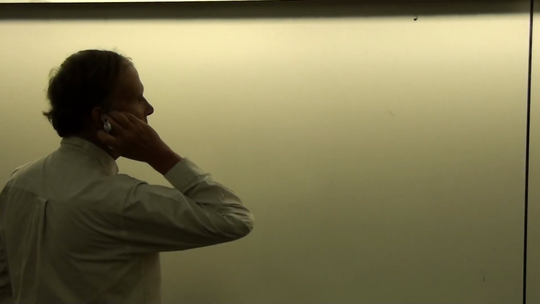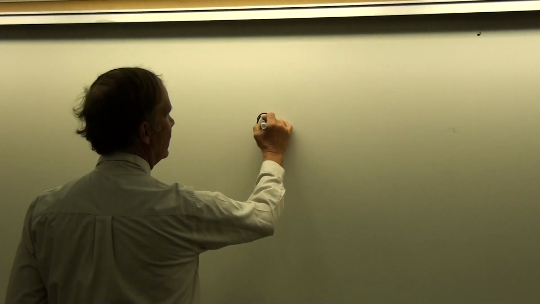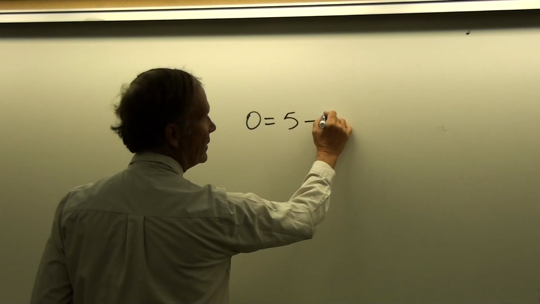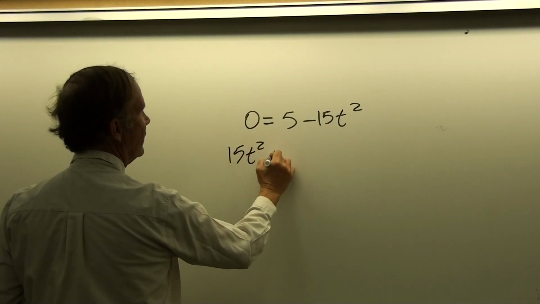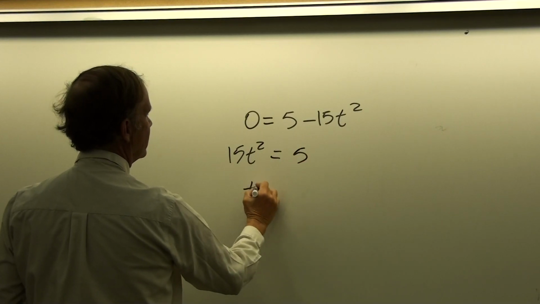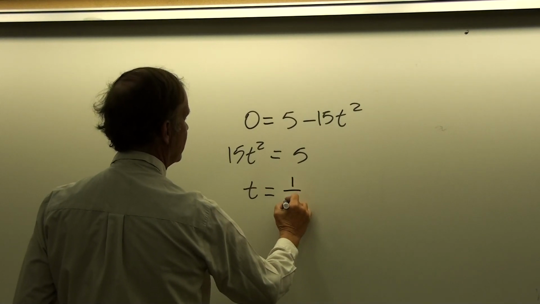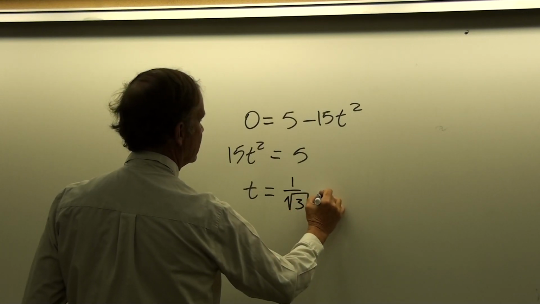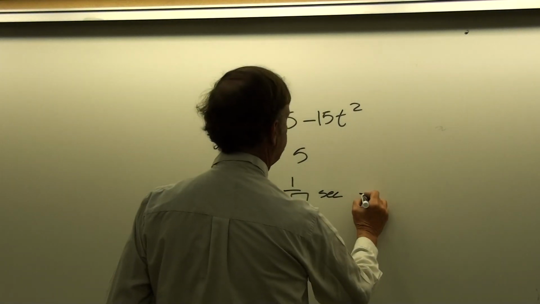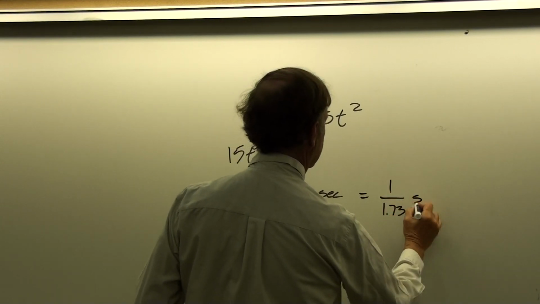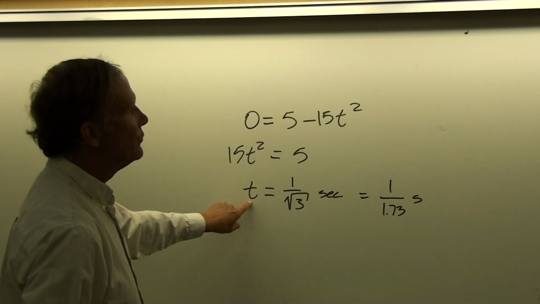So that's the slope of our y versus t plot, and we want that slope to be equal to 0. So 0 then would be the velocity, 5 minus 15 t squared. That would give us 15 t squared equals 5, or t squared equals 5/15, which is 1/3. So t would be 1 over the square root of 3 seconds. Or that would be equal to 1 over 1.73 seconds.